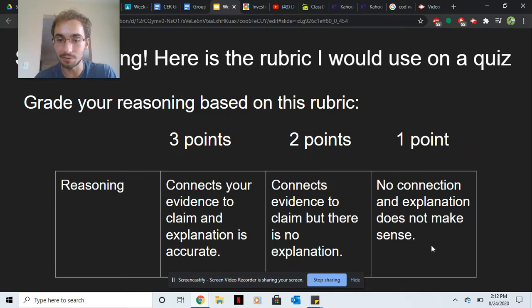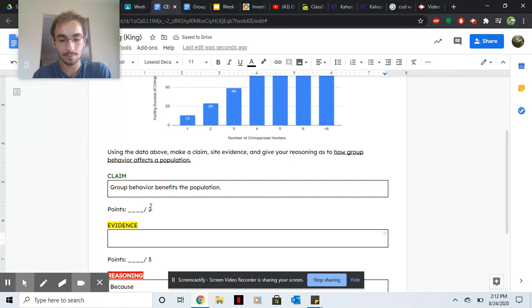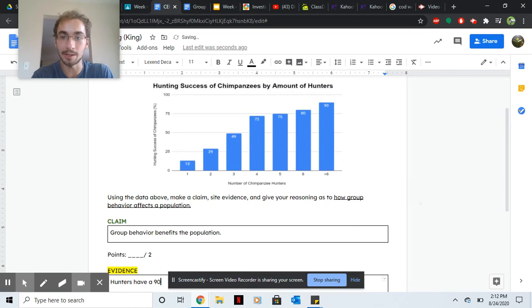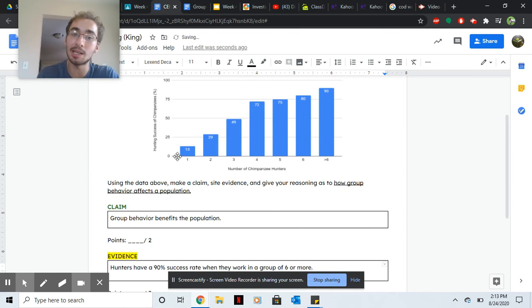So I'll give you guys an example here. So claim could be group behavior benefits population. So I'm just saying it's good for animals to work in a group. Here's my evidence. Hunters have a 90%, you guys can see right here, 90% success rate when they work in a group of 6 or more. Or like you can talk about this one. You can say like when chimps work alone, they only have a 13% success rate. That'd be another piece of evidence.